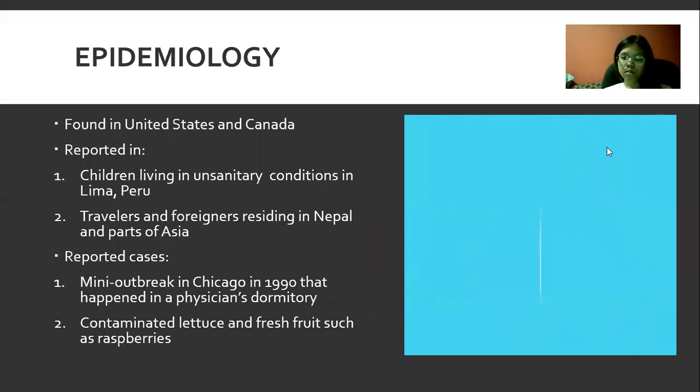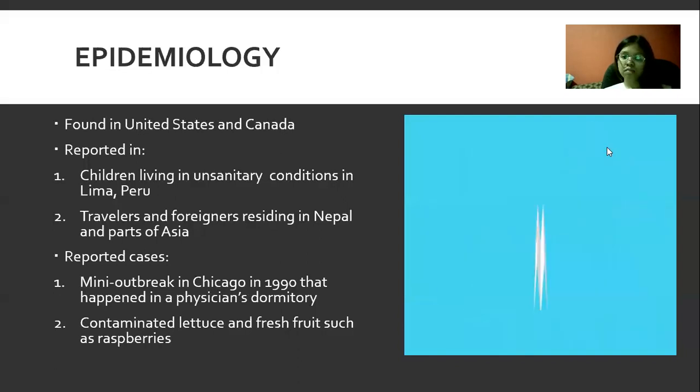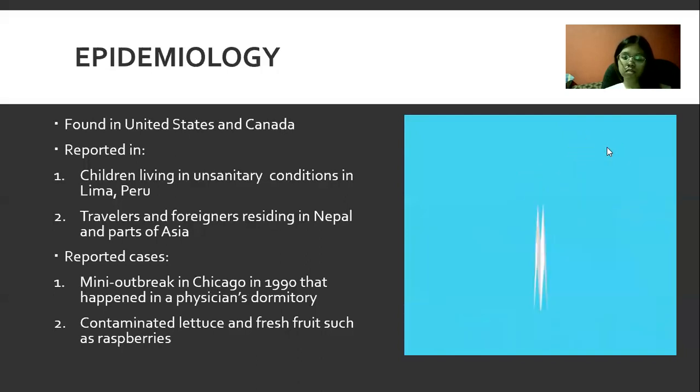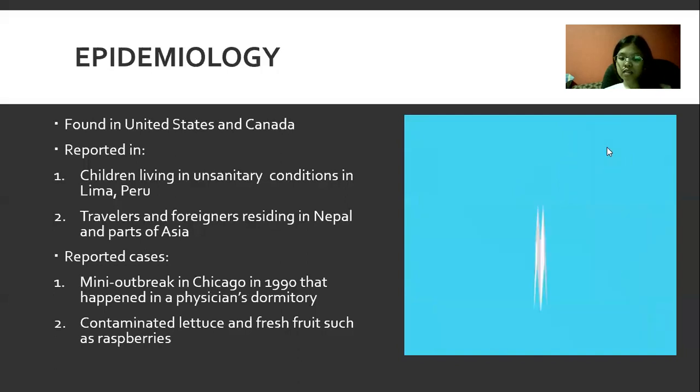So there are also reported cases. The first one is the mini outbreak in Chicago in 1990 that happened in a physician dormitory, and contaminated lettuce and fresh fruits such as raspberries have also caused infection due to this organism.